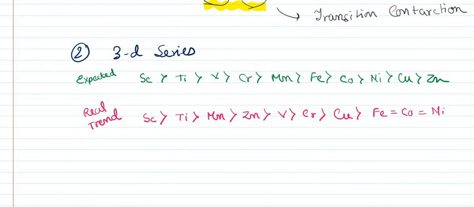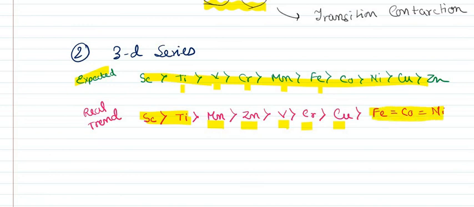Look at this. What is the expected trend? Scandium, titanium, vanadium, chromium, manganese, iron, cobalt, nickel, copper, zinc. Okay, this is the expected trend. As we go down the period, it should decrease. Now what is the real trend? Scandium, titanium, this is okay, but then manganese, zinc, vanadium, chromium, copper, and iron, cobalt, nickel have almost the same radius. Okay, so there is actually no logic. It is like this. So we just have to memorize this.